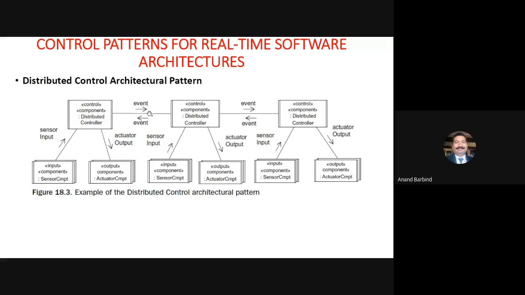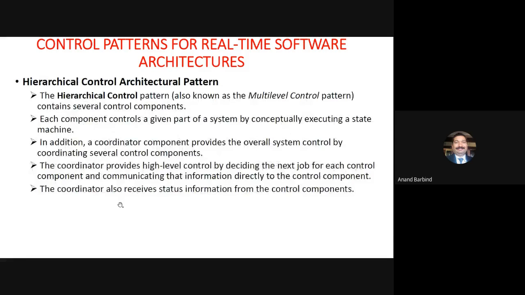Even if it is not in circular fashion, the thing is that they form a certain chain, and an important event propagates from one control component to another on that chain. So this is the architecture for the distributed control type.